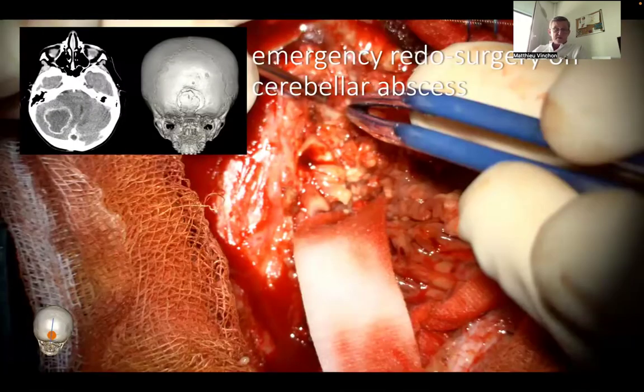This is an example, a video from a case who had to have a redo surgery. It was a child who was not operated like she should have been, and she had a recurrent abscess, and she had to be operated in the middle of the night in severe intracranial hypertension plus septic shock. So it was a very delicate situation.